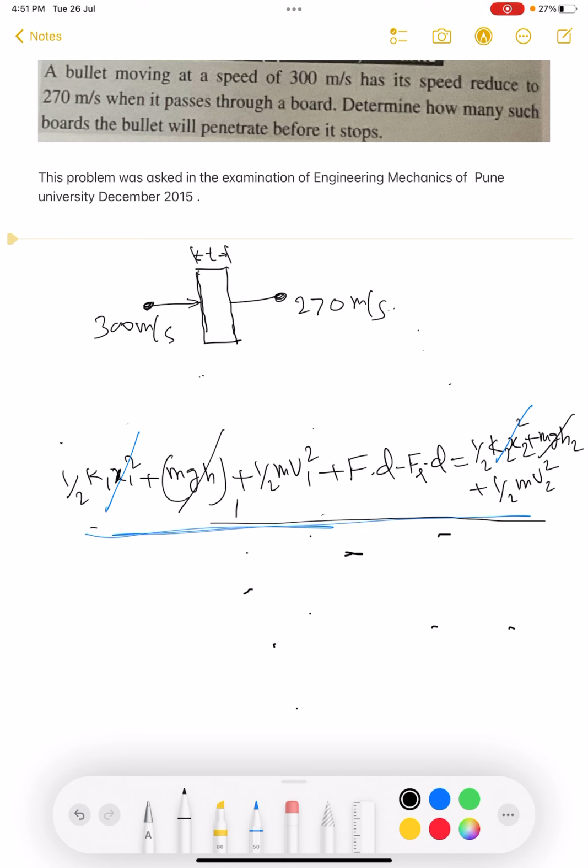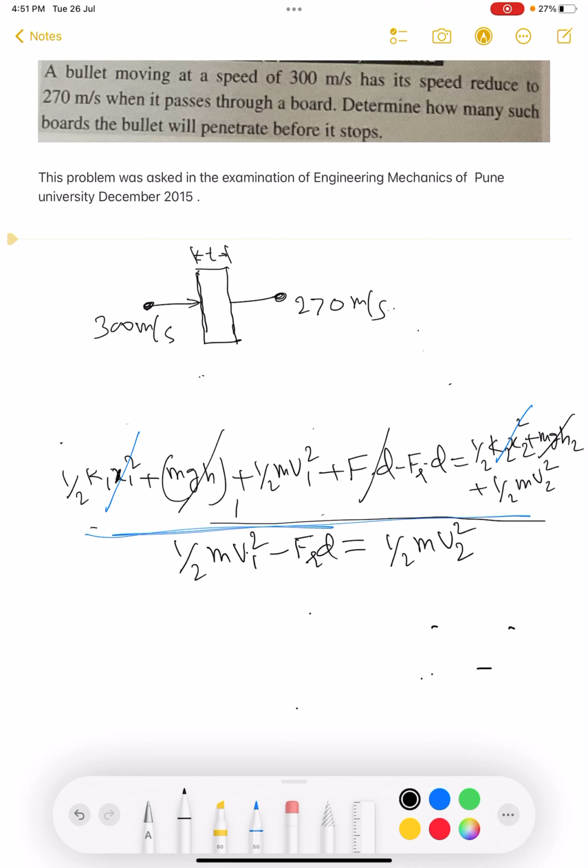Now look at this. What is F into D? If you remember, is there any external force acting on the bullet? No, there is no external force acting on the bullet. There is not shown any external force. So F into D is also gone, right? So this equation reduces to half mv1 square minus Fr into D is equal to half mv2 square, right? So this is our equation.